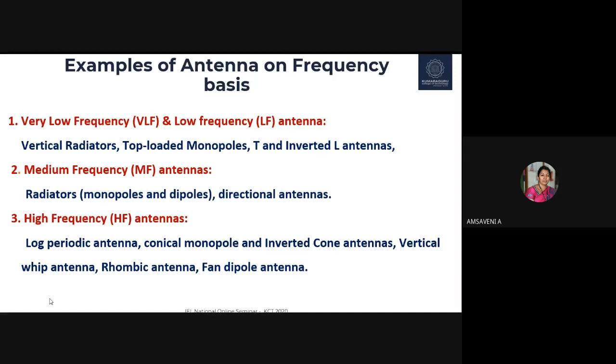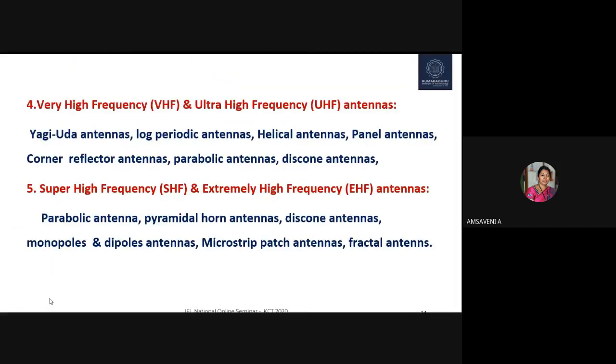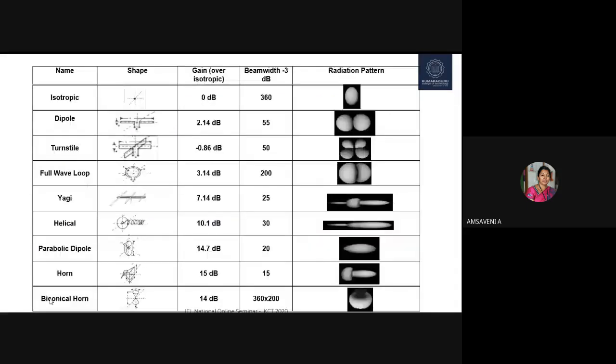Then high frequency antennas are log periodic antenna, conical dipole, vertical whip antenna. Whip antennas are usually used in cars, rhombic antenna, fan dipole antenna. Then for very high frequency and ultra high frequency, these antennas are preferred: Yagi antenna, log periodic antenna, helical antenna, panel antennas, parabolic antennas, disc cone antennas, corner reflector antennas. Then for super high frequency and extra high frequency, a microstrip patch antenna will fall into this band, along with fractal antennas, pyramidal horn, parabolic.